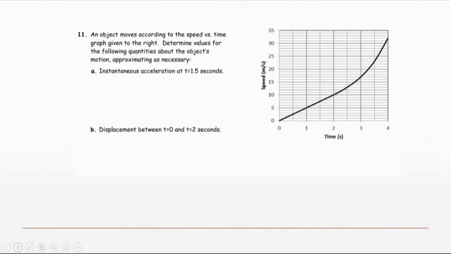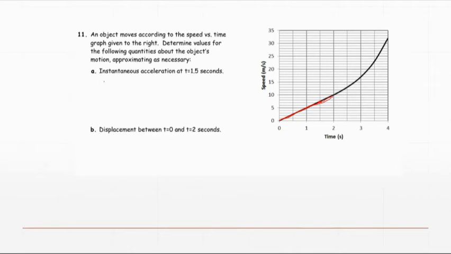Okay, so this next question, this is our last graphing question for the day, and then we're going to do a couple of kinematics questions. So an object moves according to the speed versus time graph given to the right. Determine the values for the following. So we're looking at instantaneous acceleration here, but I'm going to take the slope of this line because it looks like it's a pretty consistent line or a pretty constant line.